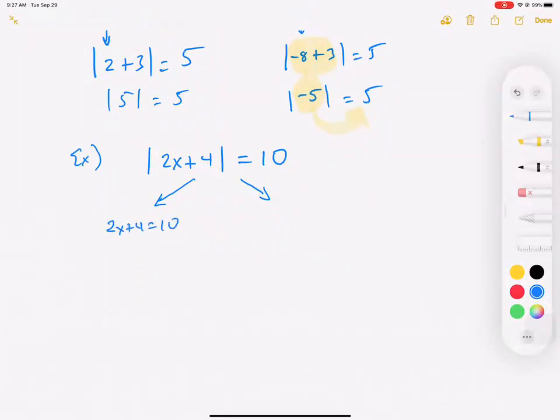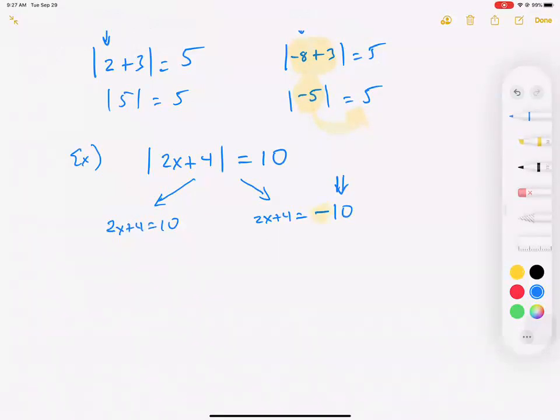On the right side, we traded in our absolute value signs for a negative version. 2x plus 4 is equal to negative 10. Please be aware and take note that the negative sign always goes to the non-absolute value side. So we have a plus 10 and a negative 10. That's something you have to make like in your brain.